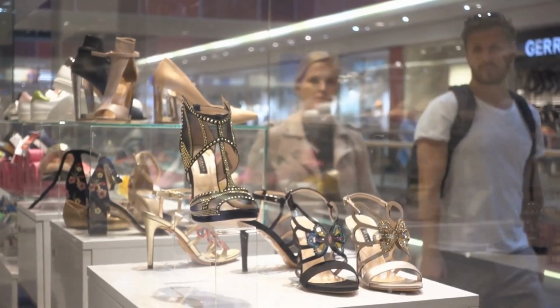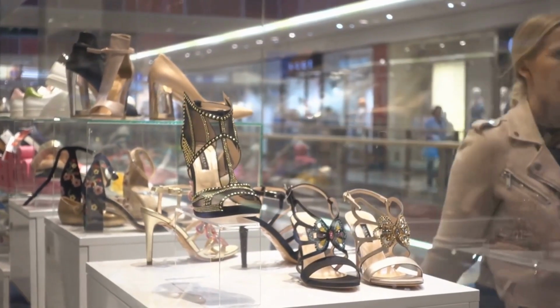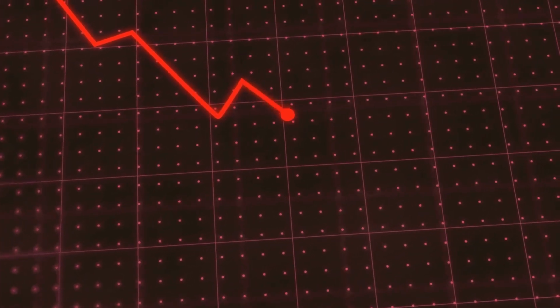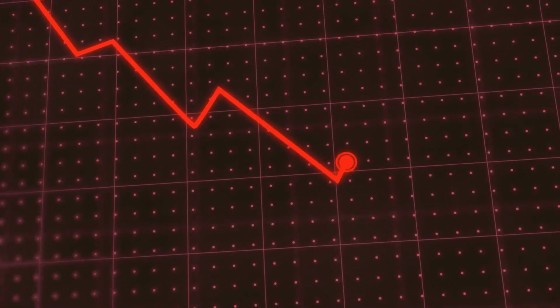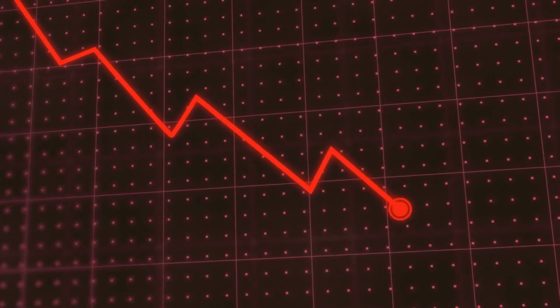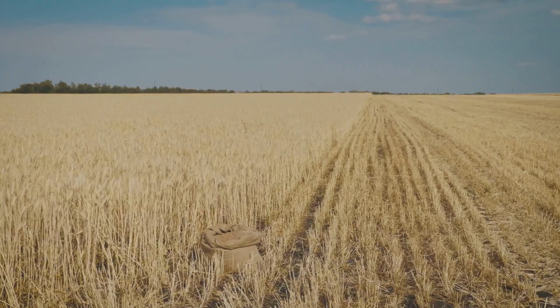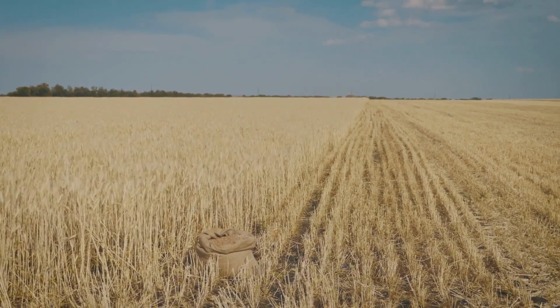Now, imagine a heart medication. Whether the price goes up or down, people who need it will still buy it. These are examples of elastic and inelastic goods, respectively. Luxury goods like designer shoes tend to be elastic, while necessities like medicine are usually inelastic. But what about the other side of the equation?